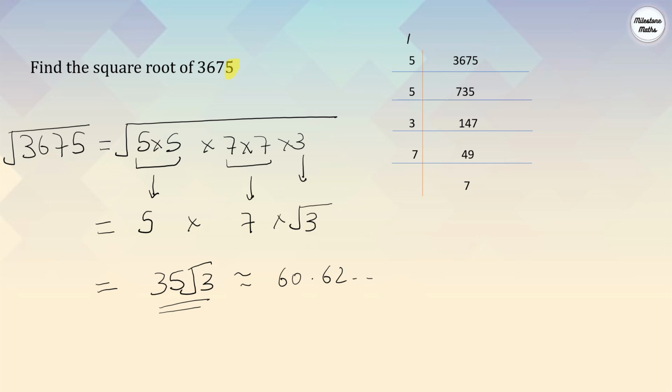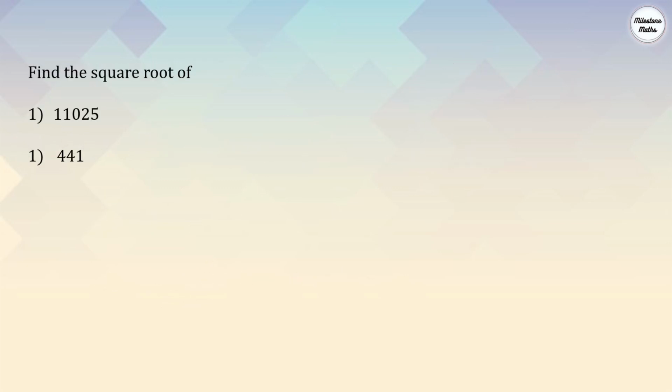Let's see now. Here are two questions. Try to find the square root of these two numbers by the prime factorization method. Just now we did the same way, and write the answer in the comment box. And in the next video we'll see the division method. We will continue with the square root only, and we will find the square root by the division method.